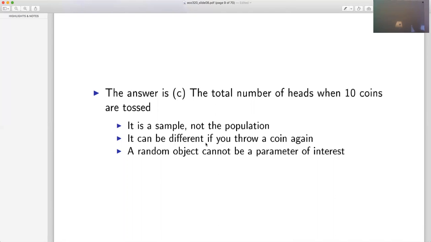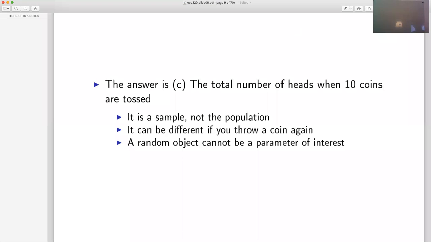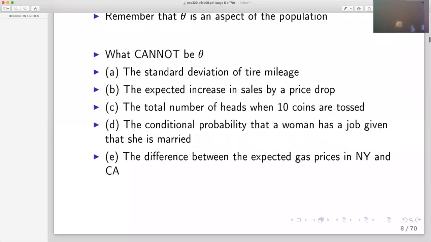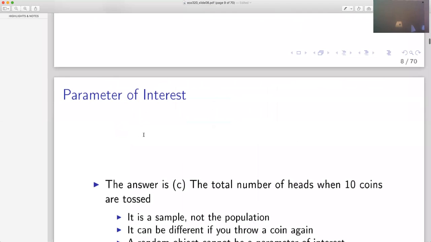So it can be different if you throw the coin again. And a random object cannot be a parameter of interest, so it shouldn't be random. Whether something is random or not is an important thing here.